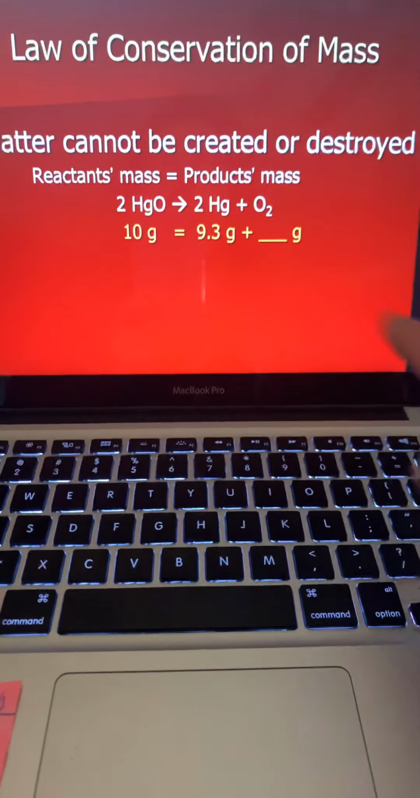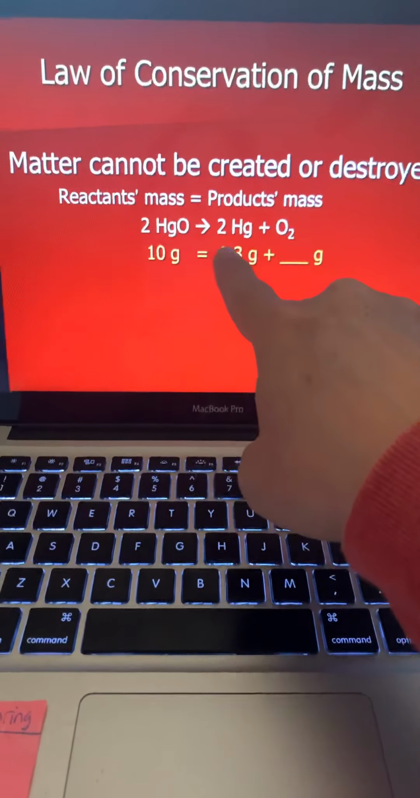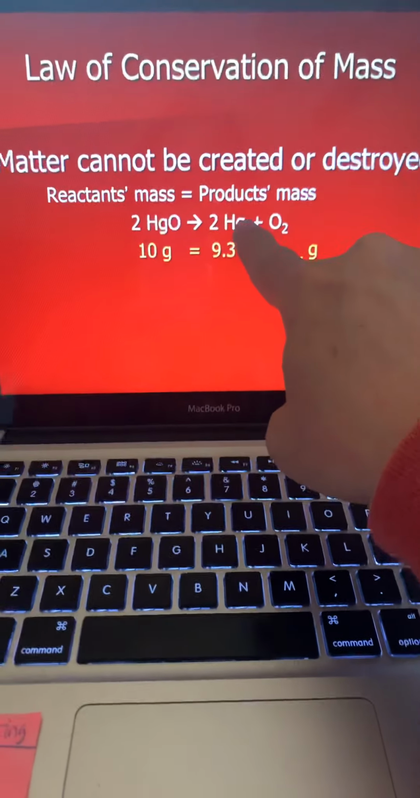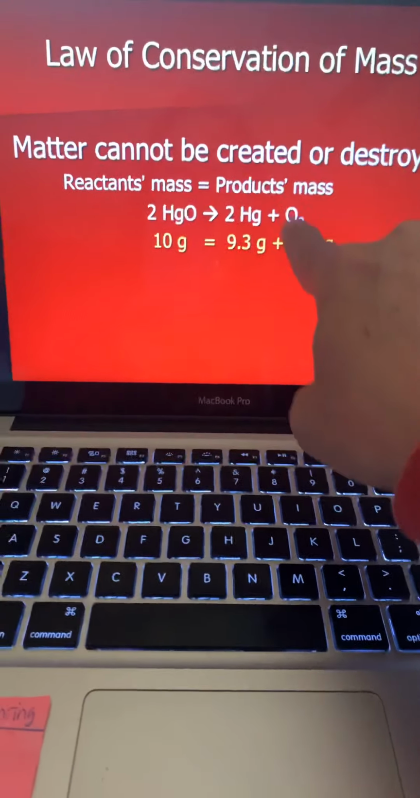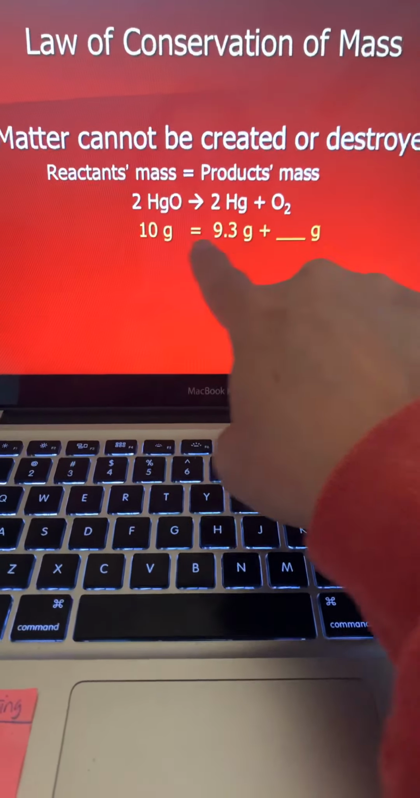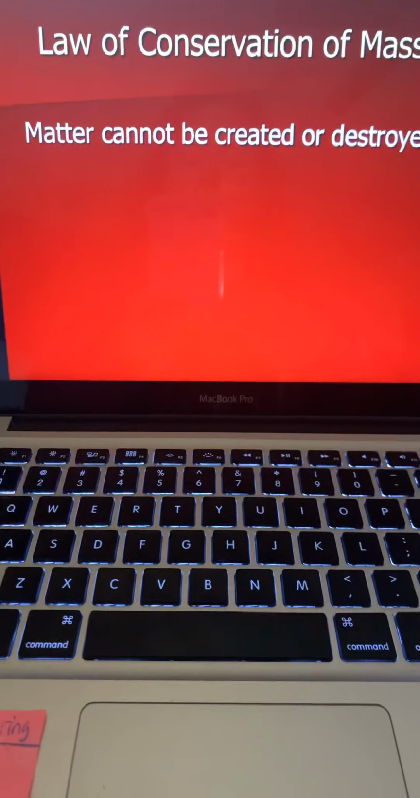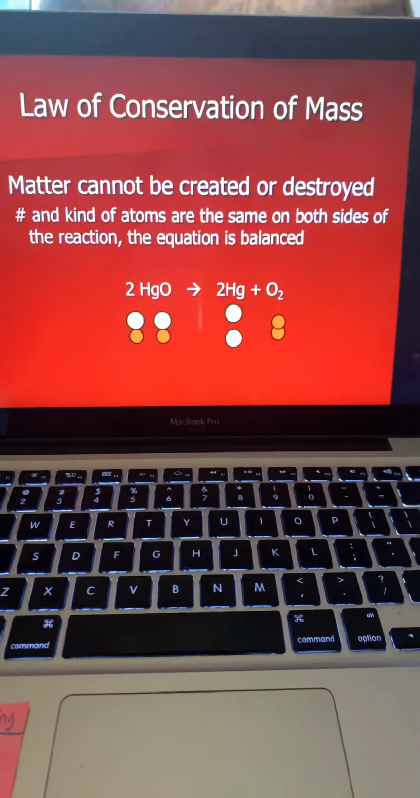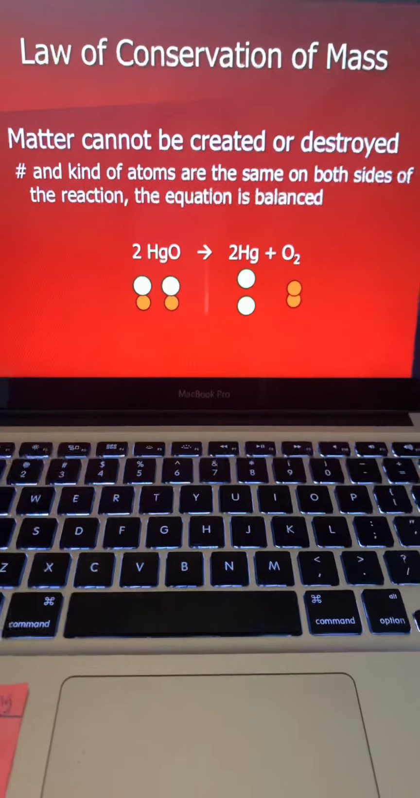So in this case, if the left side, the 2H2, weighed 10 grams, then the right side also should weigh 10 grams. So if I know the 2H2 is 9.3 grams, then can I figure out how much the oxygen would weigh? Well, I can take the 9.3 and subtract it from 10 to see what's left over, and you should have gotten 0.7, so the left side and the right side are the same.